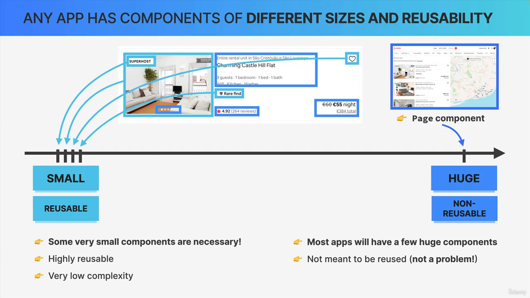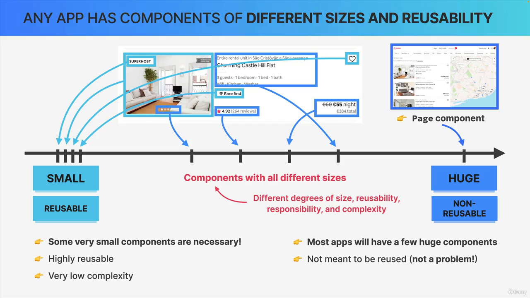But anyway, finally, we have all these medium-sized components as well, which all have different degrees of size, reusability, responsibility, and complexity. So in the end, our application will have many different components across the entire spectrum, and that's completely normal and natural. And now let's go back to coding and break up a huge component into many small ones, using all the concepts that we have just learned about.